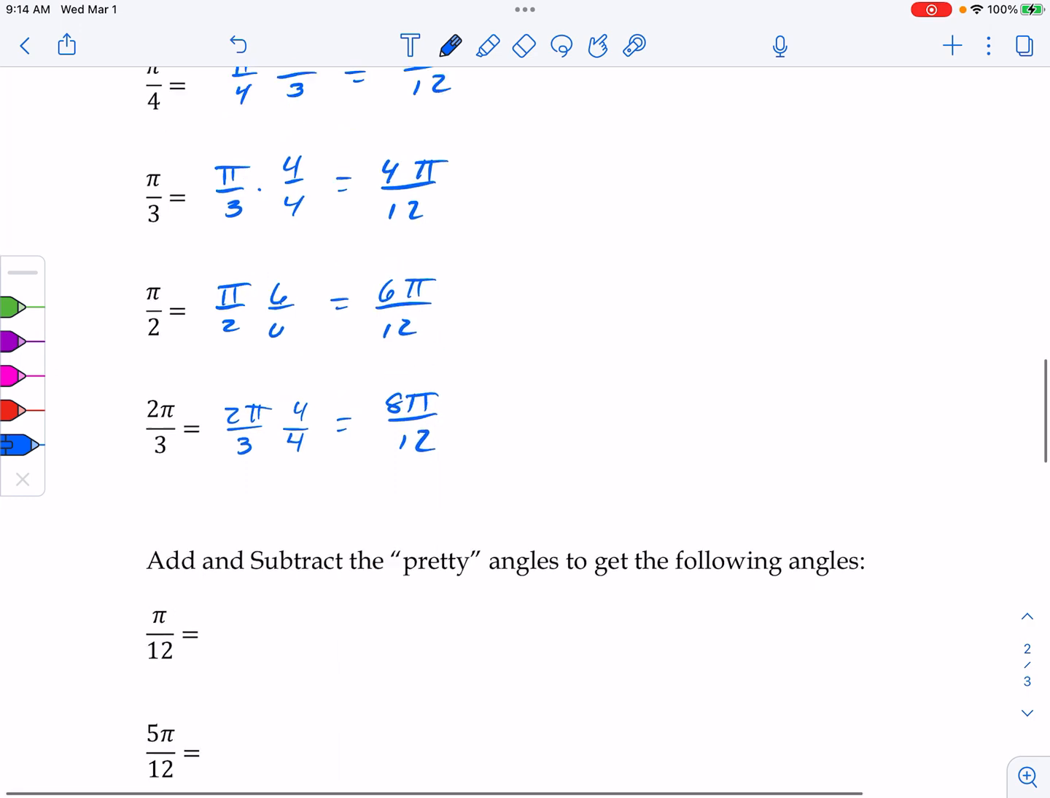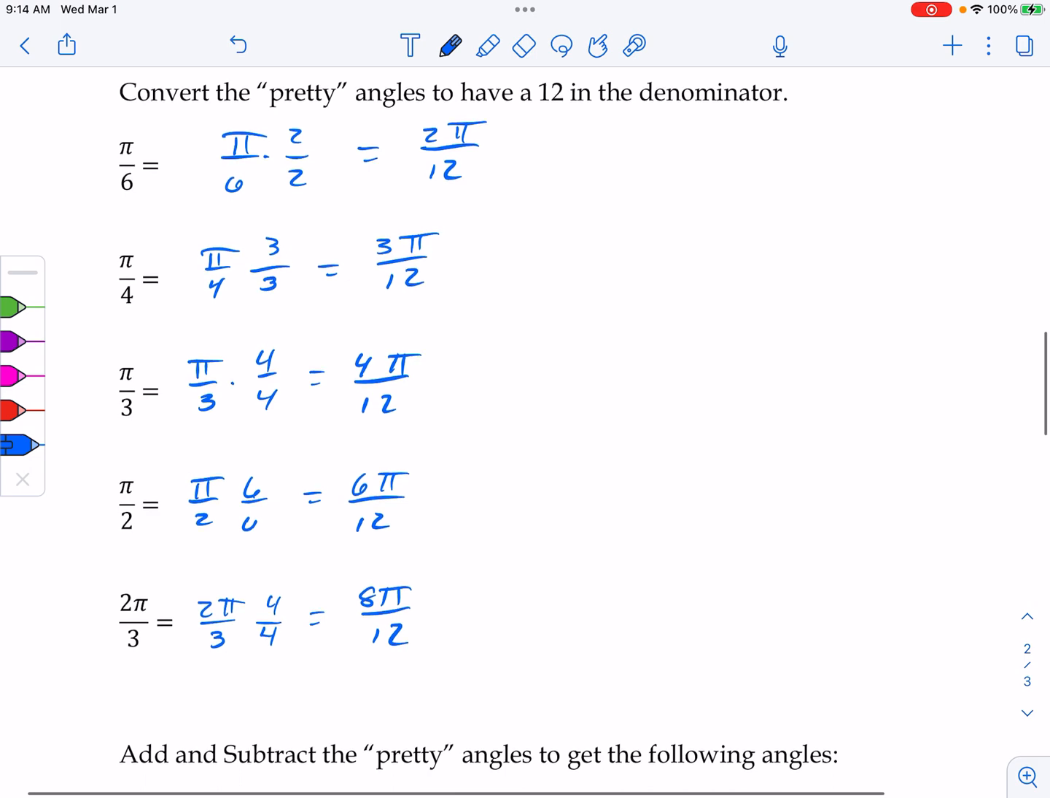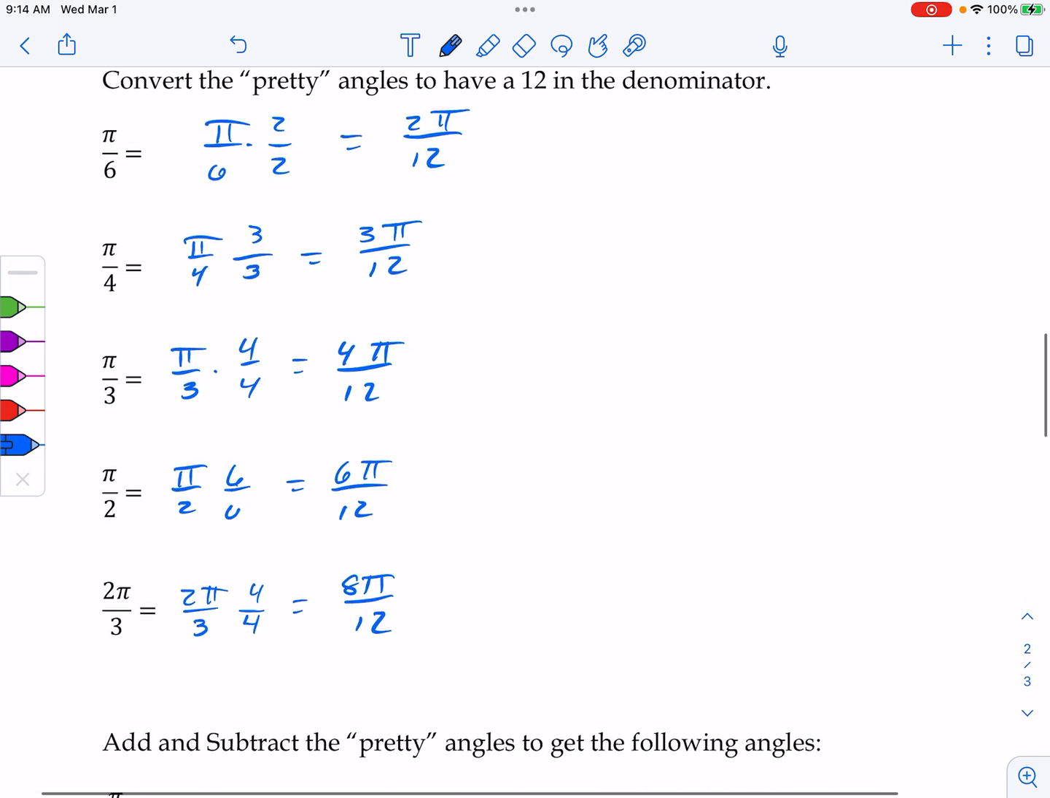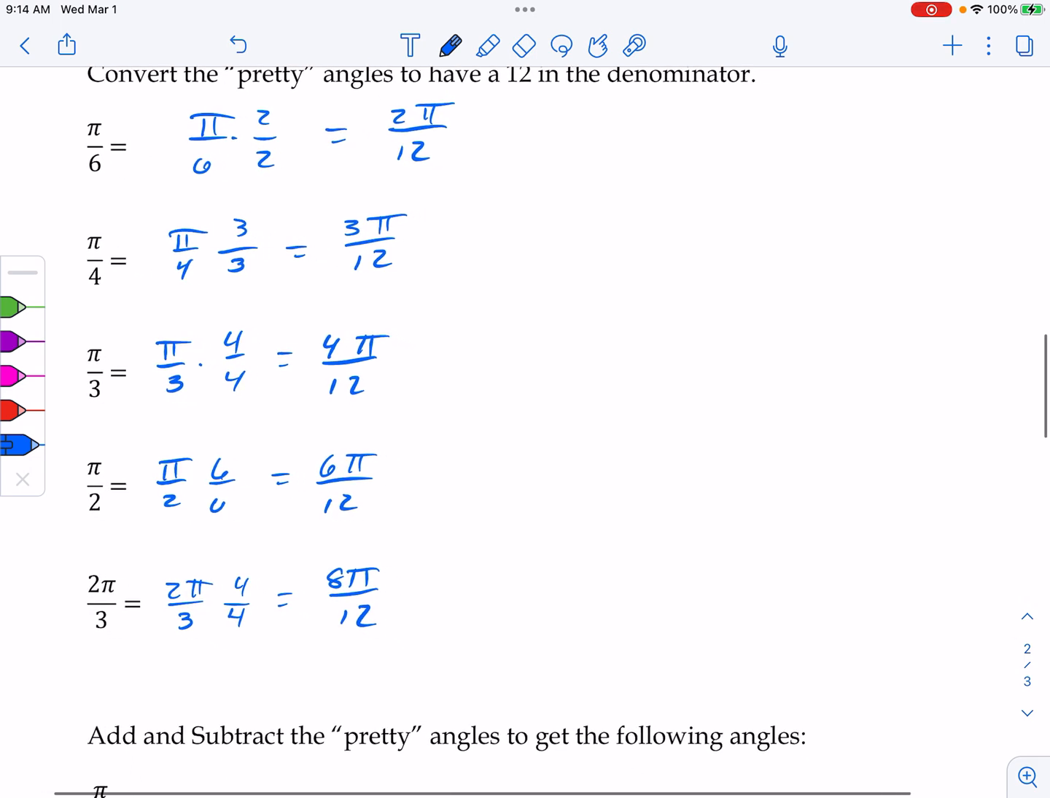All right? You should know those. Or what I do when I take the quiz or test on this and I have to do sum and difference, I just write these down the side. Pi over 6 is 2 pi over 12. Pi over 4 is 3 pi over 12. Pi over 3, 4 pi over 12. Pi over 2 is 6 pi over 12. And 2 pi over 3 is 8 pi over 12. So it's on the side of my paper at all times.